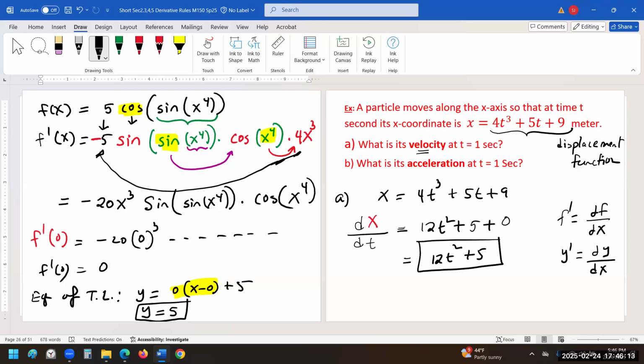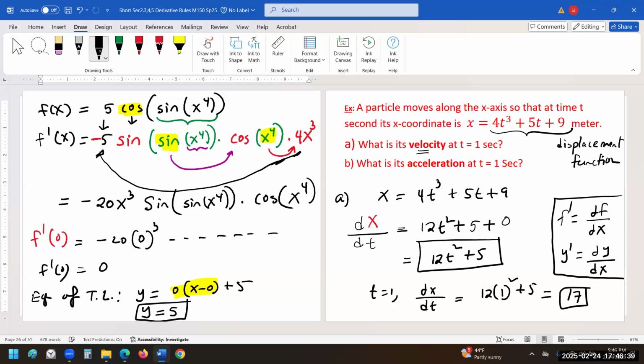Now they're saying this time t is 1. So when t is 1, our dx/dt becomes 12 times 1² plus 5. How much is 12 times 1² plus 5? 17. So after 1 second, we're going to have velocity 17 meters per second.